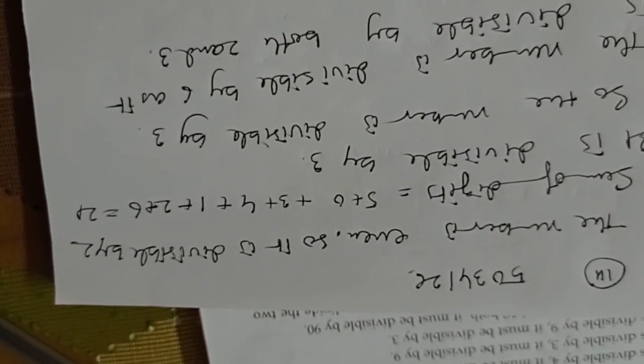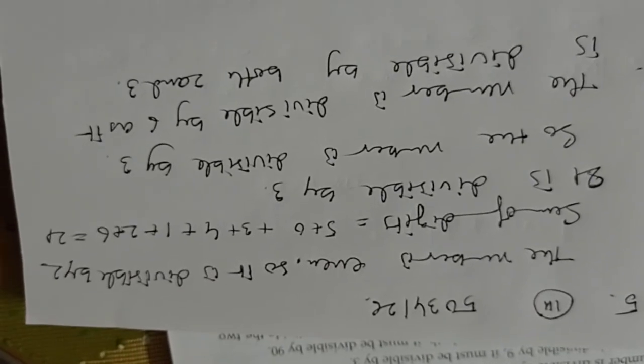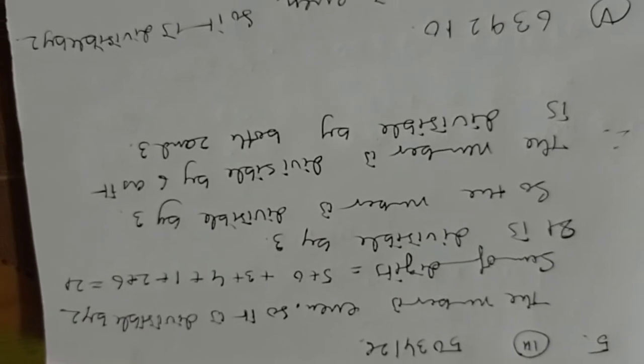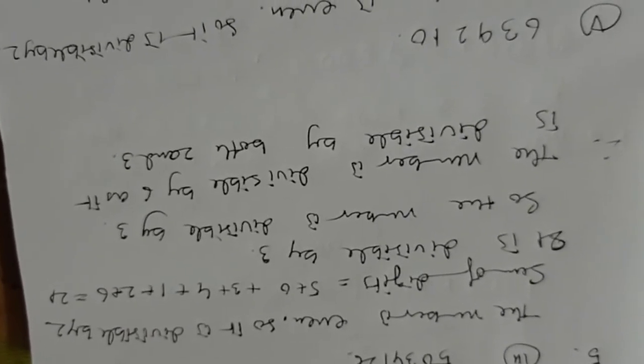Okay. Then next one, the sum of the digits. The sum of the digits is coming 21. 21 is also divisible by 3, so the number is also divisible by 3. Then the number is divisible by 6. Why? As it is divisible by both 2 and 3.